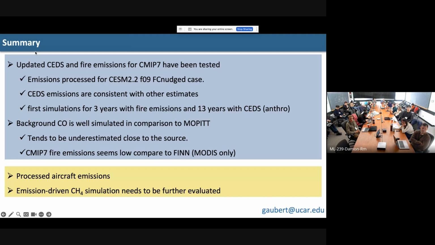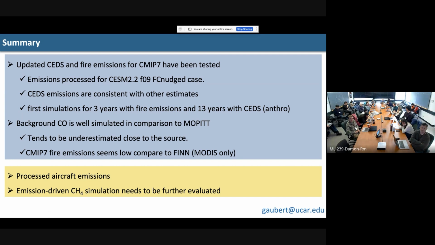So in summary, I've been rereading the SEDS and the fire emissions from the CMIP7 archive, and I've simulated them with CESM 2.2, 1 degree FC nudge case. The SEDS emissions are consistent with what we know of NOx and CO over the last 20 years, but also for the historical period. There seem to be no problems with VOCs and other species that we don't look at as often.